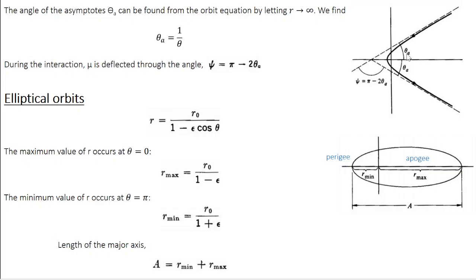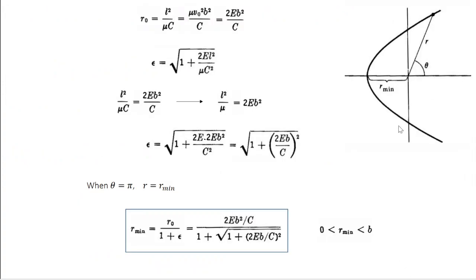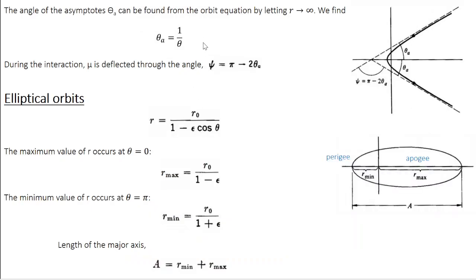So I call this angle as theta A, and you will find that theta A equal to 1 by theta. So theta is this angle. I'm not going into the details of this derivation. I just mention it as a matter of fact.